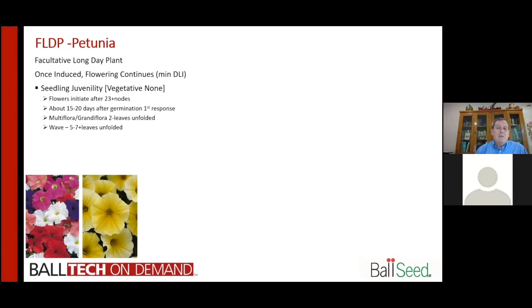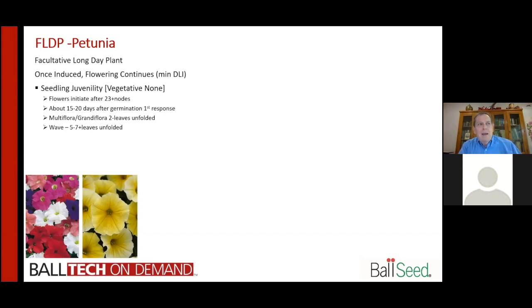What it means when it's a facultative long day plant, I did research a number of years ago on petunias, and basically after they've unfolded 23 leaves, they will have a flower regardless of photoperiod. But if you put them under long days, they will initiate flowers under 11 nodes, so they'll flower much faster. So a petunia about 15 to 20 days after the seed has germinated is when they're first responsive to the photoperiod.